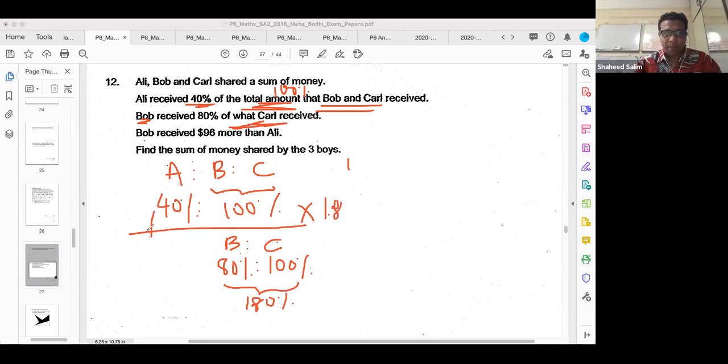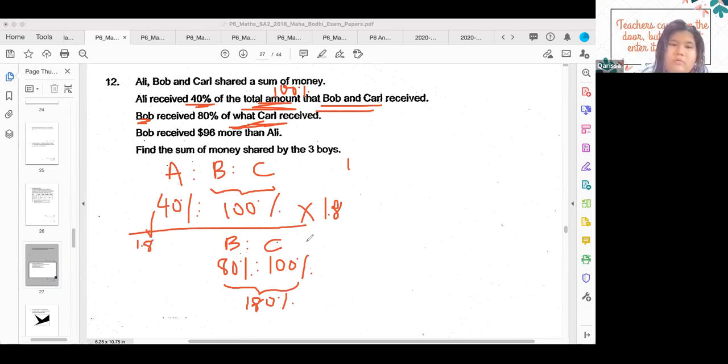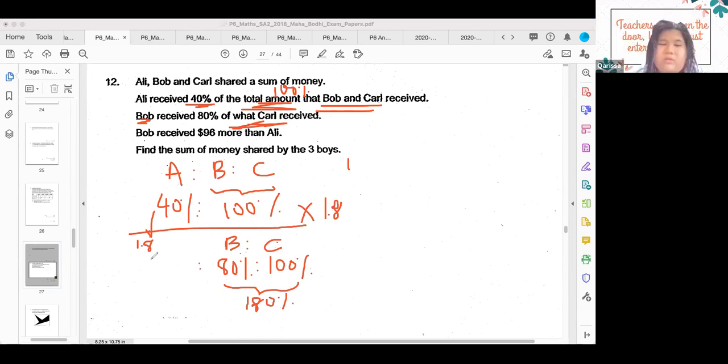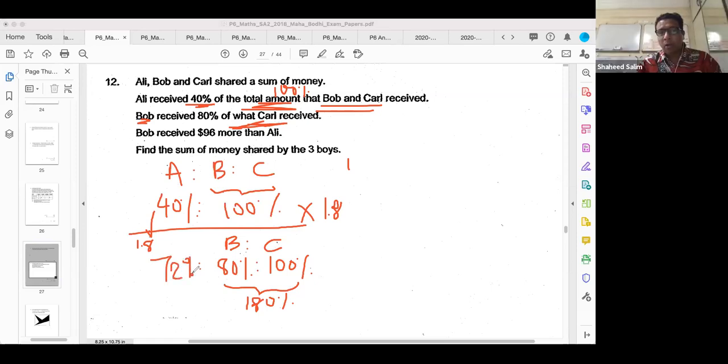You times this side by 1.8. Then you can see 180. You get this one, see? But 40 times 1.8, what do you get? 72. Okay, now you can do already. Watch, now all of them have the similar ratio already. Now you can proceed from here already. Your main challenge was just now down here. Now down here you can proceed.